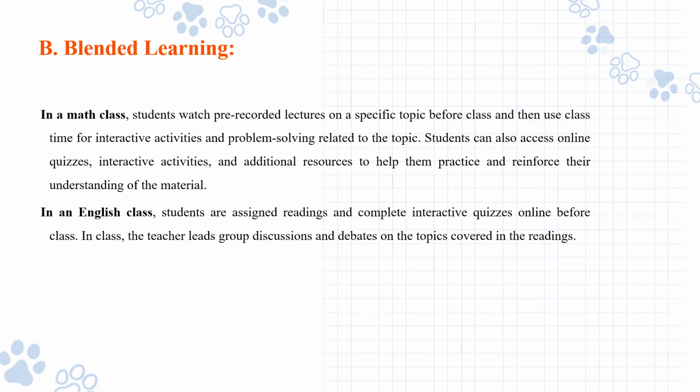B. Blended learning. In a math class, students watch pre-recorded lectures on a specific topic before class and then use class time for interactive activities and problem solving related to the topic. Students can also access online quizzes, interactive activities, and additional resources to help them practice and reinforce their understanding of the material. In an English class, students are assigned readings and complete interactive quizzes online before class. In class, the teacher leads group discussions and debates on the topics covered in the readings.